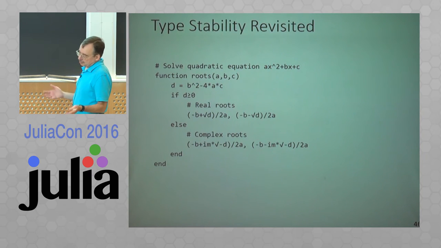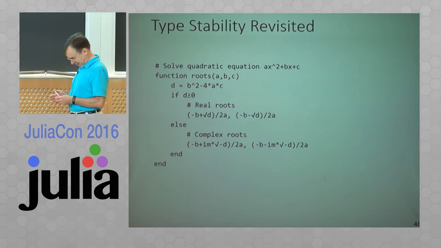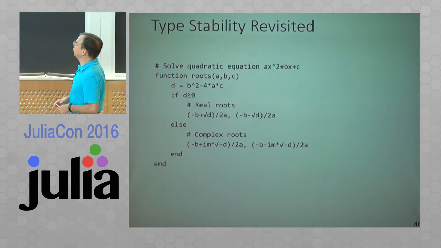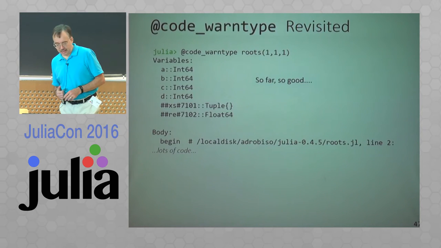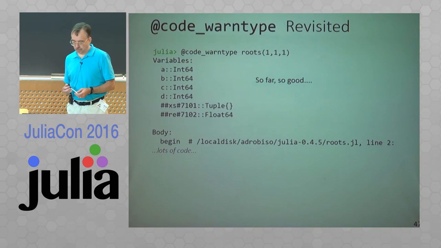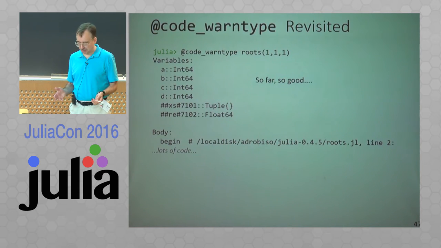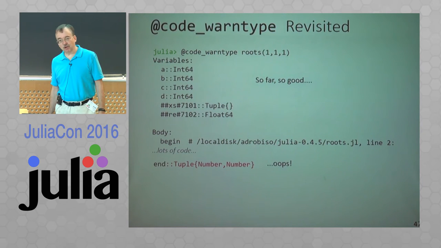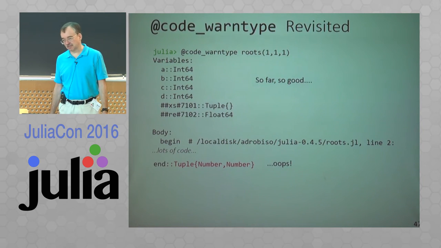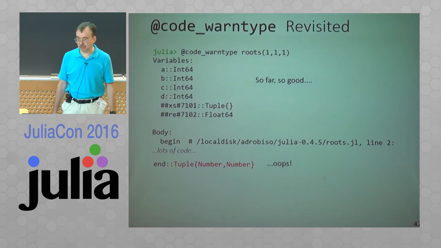Here, compute the discriminant. If the discriminant is greater than or equal to zero, I know the roots are real, so I'll return a pair of real values. And then if the discriminant is negative, I return complex roots. It's nice, clean code, but now you've just poisoned your caller, because the caller doesn't know whether the result's going to be real or complex, and that poison's just going to propagate through the system.